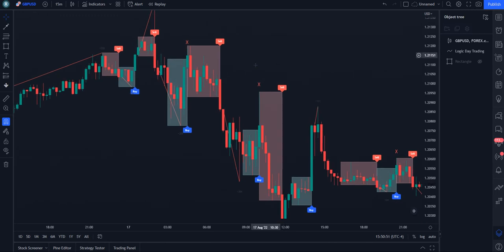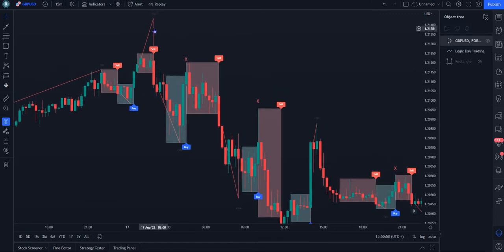Same over here. Sell signal. Of course, price shoots up, but the sell signal doesn't happen until this candle. What happens? Price retraces up, hits this supply zone, and falls.